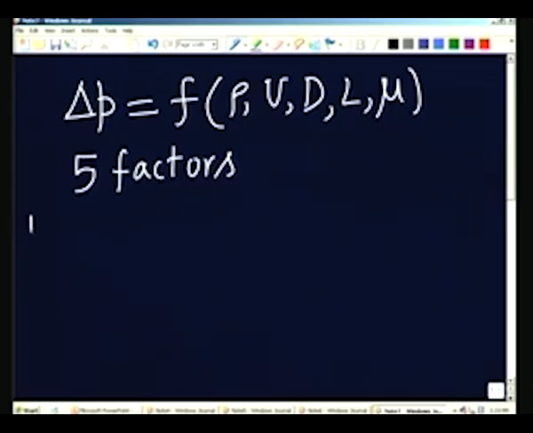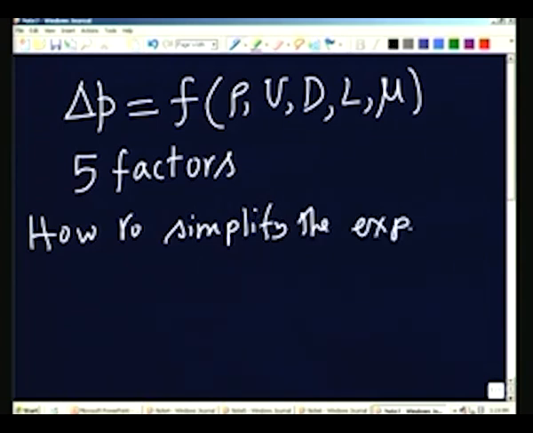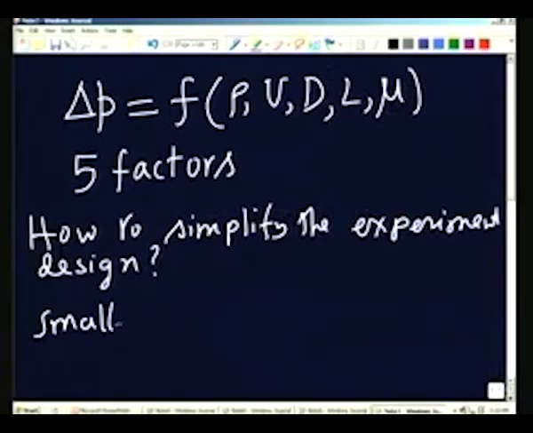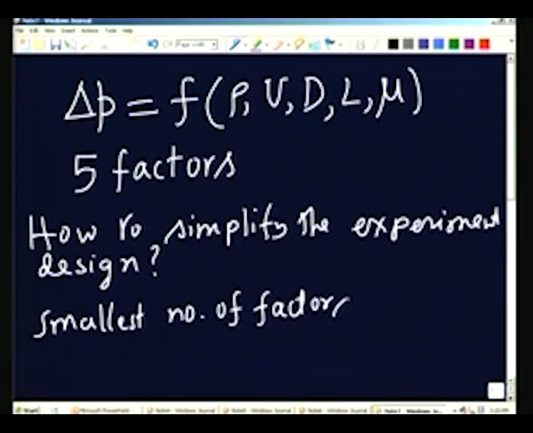A second way is how to simplify the experiment process or experimental design. That is the question I am asking. For this, we will look at a different approach altogether to this problem. I am going to find out what is the smallest number of factors that can describe this experiment. We are looking for the smallest number of factors required to model this.